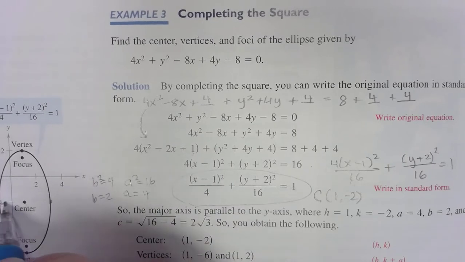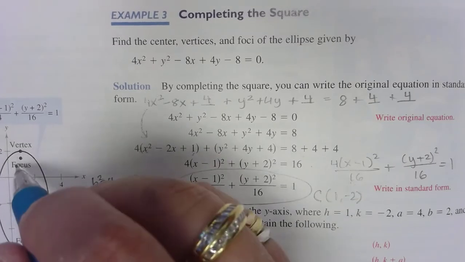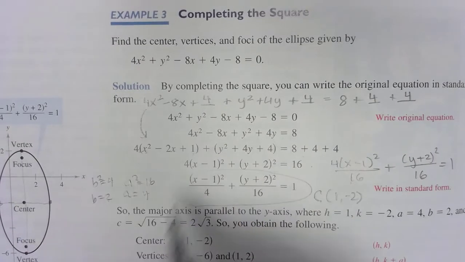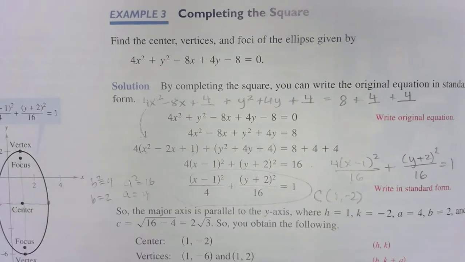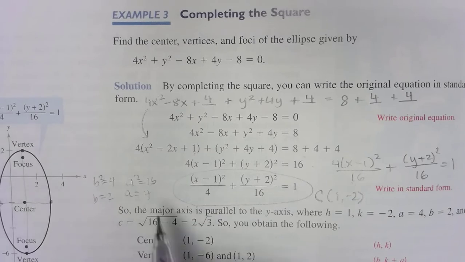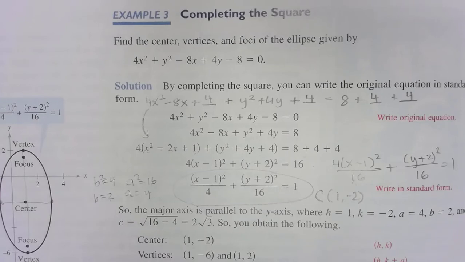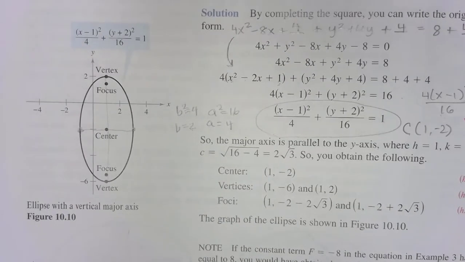So here I have my minor axis, which is a length of 2 times 2, 4, and my major axis, which is a length of 2 times 4, 8. C is the square root of a squared minus b squared. So 2 times the square root of 3. Square root of 3 is about what? 1.7. 2 times 1.7 is 3.4, which is less than 4, which is good because it needs to be. And there is your nice, beautiful ellipse.